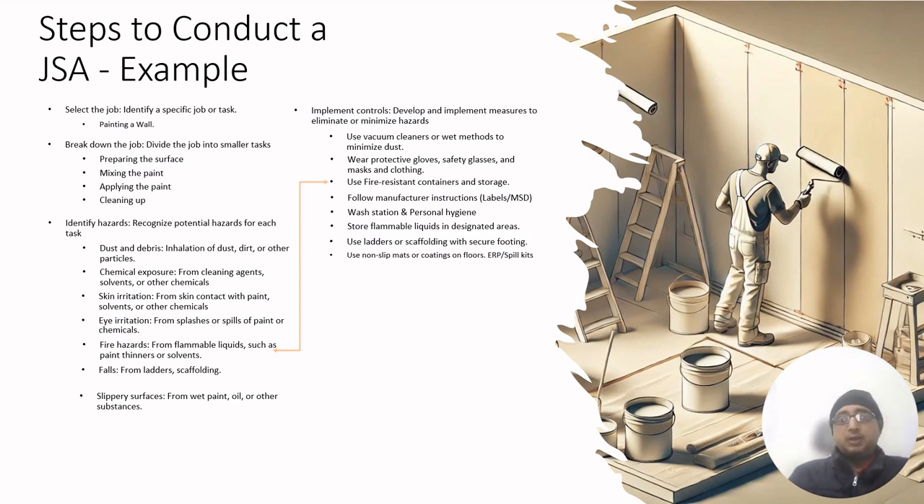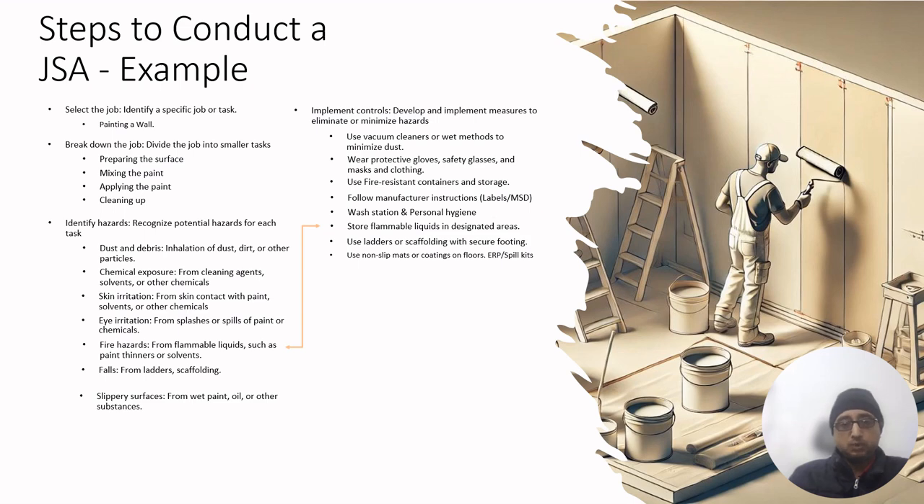To avoid the fire hazard, we can make sure that all the paint containers are fire resistant. So this is to reduce the probability of a fire incident. Then for the skin irritation, we should follow the manufacturer's instructions, and we can use personal protective equipment. And for the eye irritation also, we can use the manufacturer's instructions, personal protective equipment, and a wash station. So if any part of our body is exposed to any chemical, we feel irritation, we can immediately wash it out.